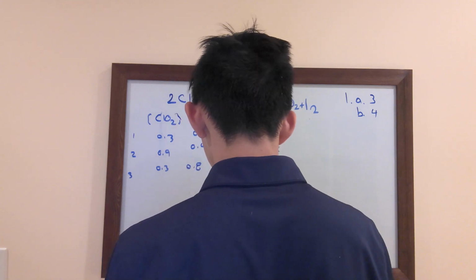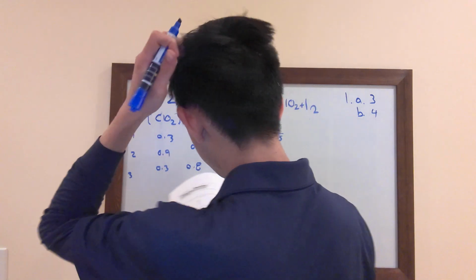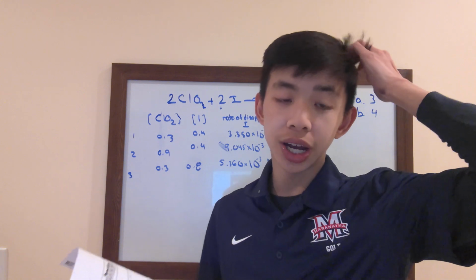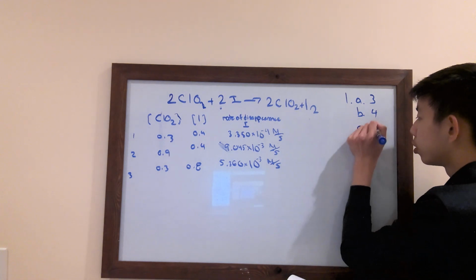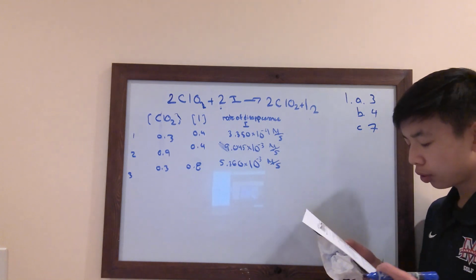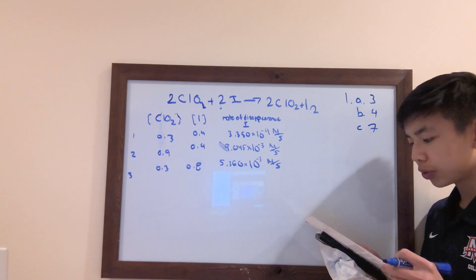Alright, so C. What is the overall order in this reaction? The overall order is you just add the orders together. So 3 and 4 will give you 7. So that's the overall order. Next, write the rate law for this reaction.